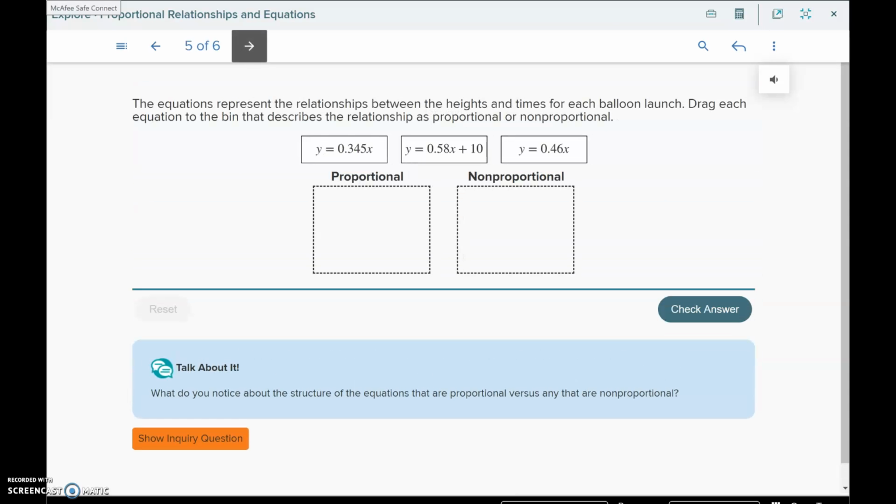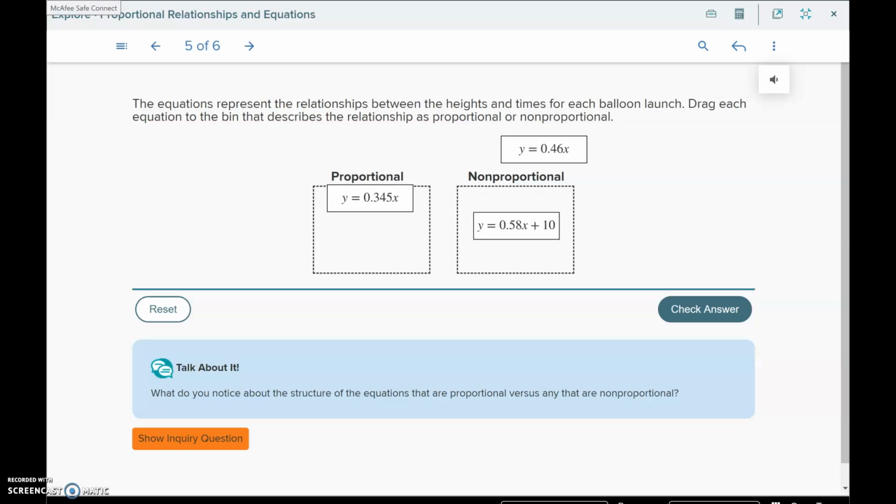So now let's look at these. The equations represent the relationships between the heights of the balloons and times for each balloon launch. Drag the equation to each bin that describes the relationship as proportional or non-proportional. Well, we said the one that we add things to was non-proportional because it doesn't go through the origin. But the other two, when we graphed them, went through the origin. So the proportional ones are called a one-step equation, whereas the non-proportional is a two-step equation.